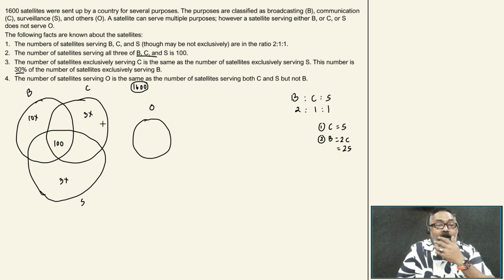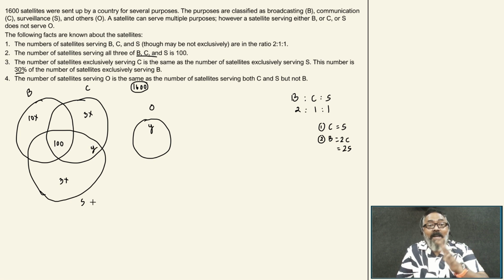Wonderful. Alright, great. The number of satellites serving O is the same as the number of satellites serving both C and S but not B, which will be this. These two values are the same. That's it. So we need to invoke now one more variable. Let's call the variable Y. Okay, that's it. It's done.